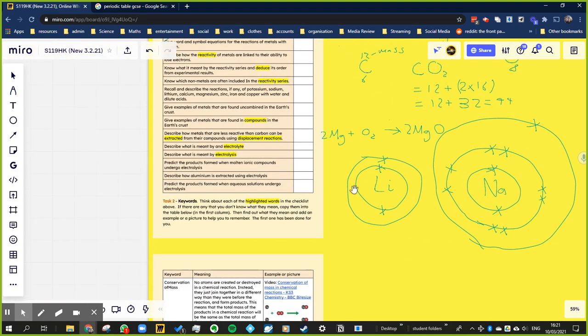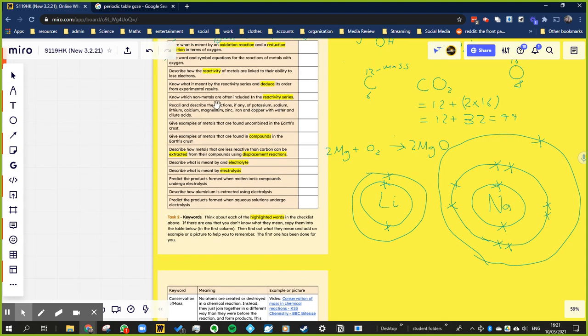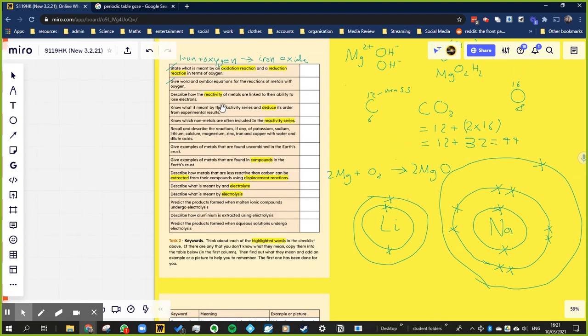Basically, that's all you really need to know about this bit here. Describe how the reactivity of metals is linked to their ability to lose electrons. When metals react, they're losing electrons, and if they've only got a small number of electrons in the outer shell, then it's easier to lose them than if they had more. They're just trying to clear that outside shell. And if it's got lots of shells, then it's easier to clear the outer shell as well, so they become even more reactive.